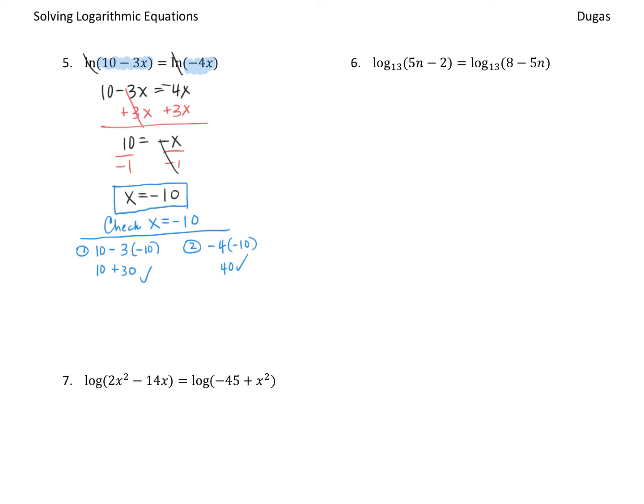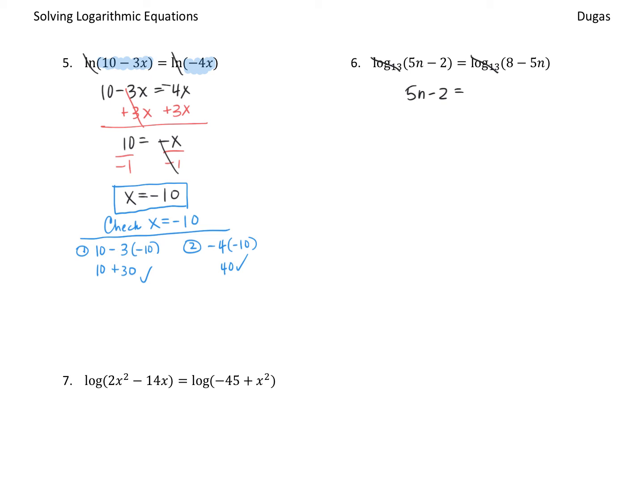Number 6, notice I have one log on each side. They're both log base 13, so the bases do need to match. If I had, let's say, log 4 on this side, I couldn't just cancel out the logs because it's not the same operation. They have to be the same base to make it be the same operation, so they undo each other. So log base 13 is the same.